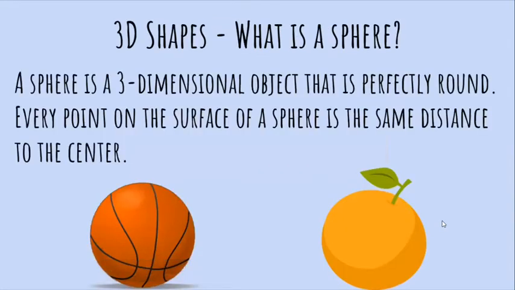Today we're focusing on 4 3D shapes. The first one is a sphere. So a sphere is a three-dimensional object that is perfectly round. Every point on the surface of a sphere is the same distance to the center. 2 examples of a sphere would be a basketball or an orange. Can you think of any examples for a sphere?